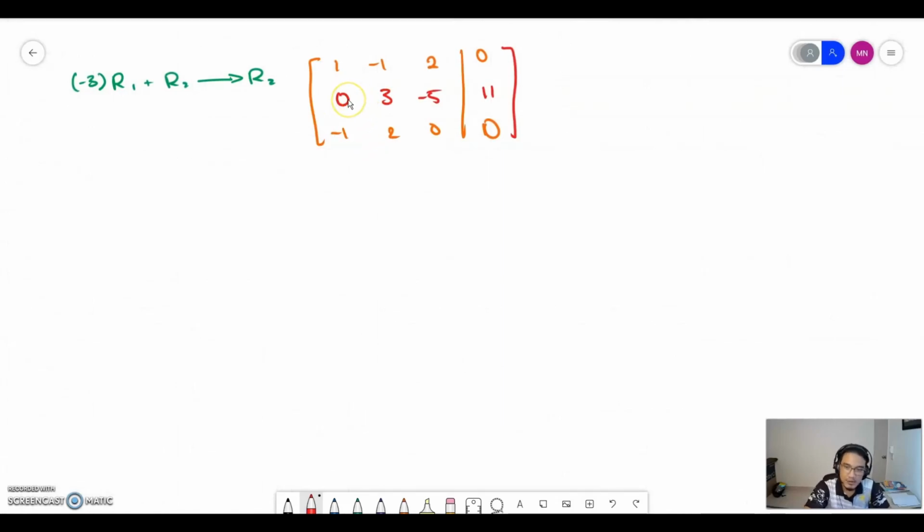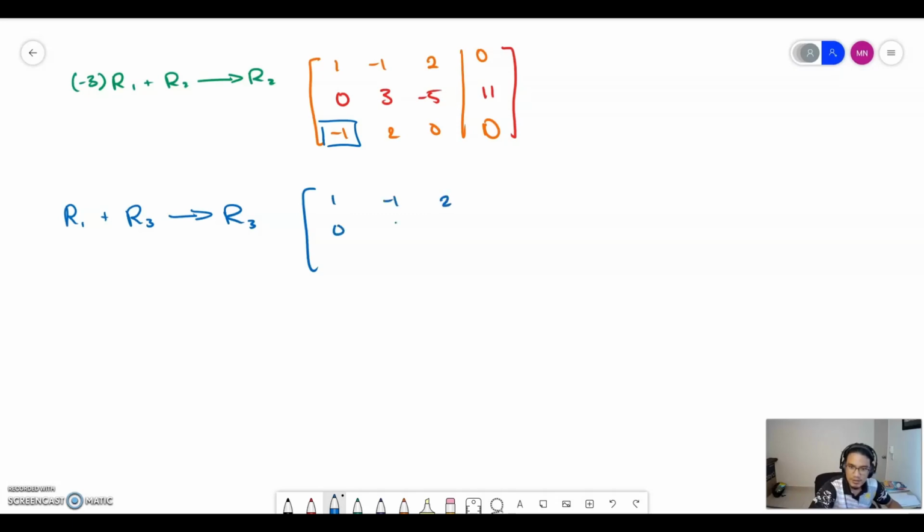It has become 0, the number under the first leading diagonal, and then we still have another number, which is this negative 1. So we have to remove this negative 1, and we take row number 1 plus row number 3 becomes new row number 3. So 1, negative 1, 2, 0, 3, negative 5, 0, 11. So it will be 0, 1, 2 and 0. Okay, so we have done the numbers under the first leading diagonal.